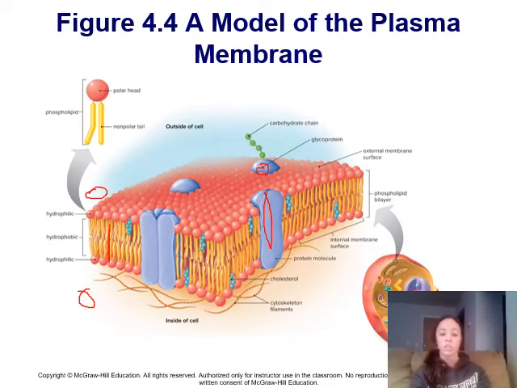And then these yellow tail-looking things are going to be the hydrophobic tails. Notice how there's two different layers of phospholipids, so we call a cell membrane a phospholipid bilayer. Again, those hydrophilic heads are going to be facing in and out, and those hydrophobic tails are going to be facing toward each other.